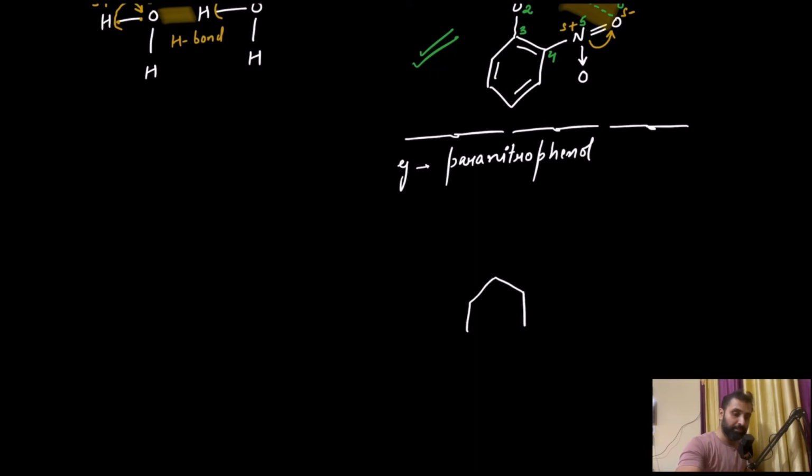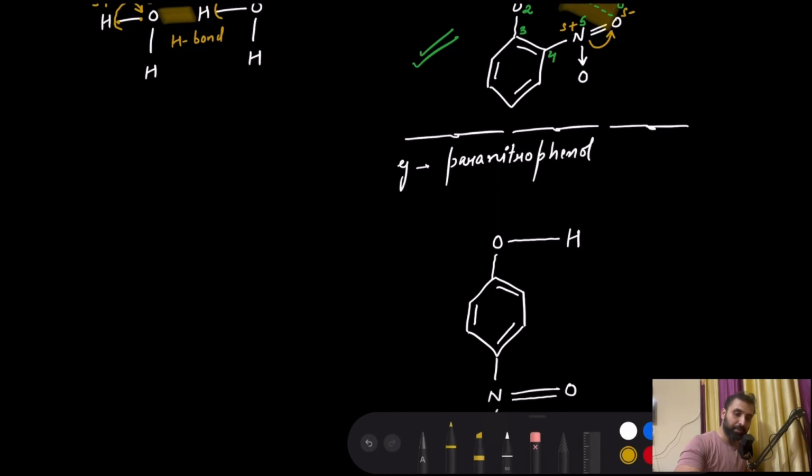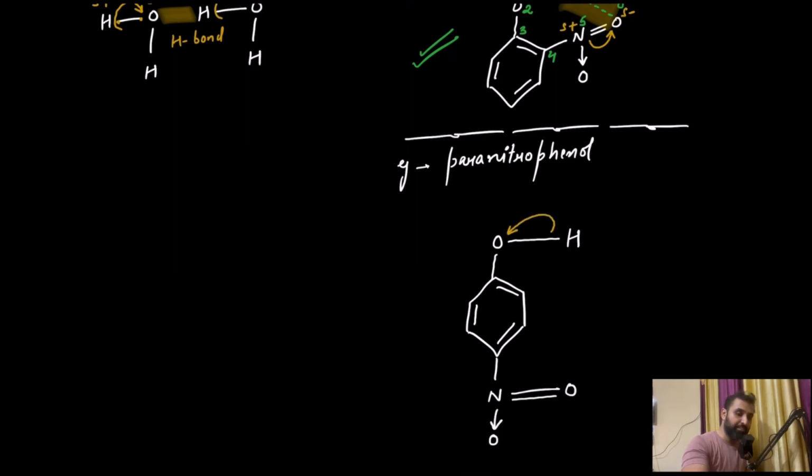That's the benzene. Oxygen over here and take hydrogen to be here. The para position is this one. That's the nitrogen. That's the double bond O, and that's the coordinate bond O. Now, oxygen is more electronegative than hydrogen. It will attract the shared pair of electron towards itself. So oxygen will acquire a delta negative charge and hydrogen will acquire a delta positive charge.